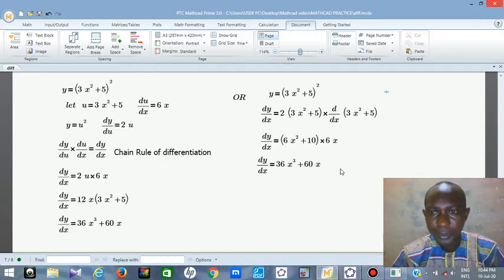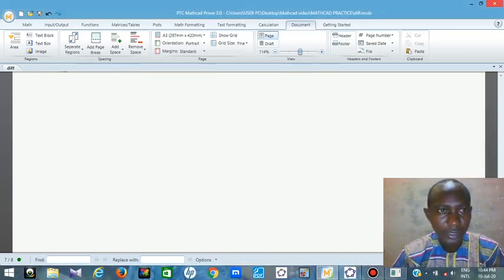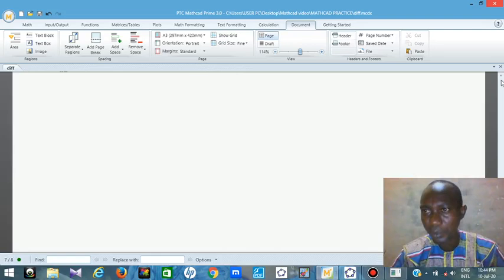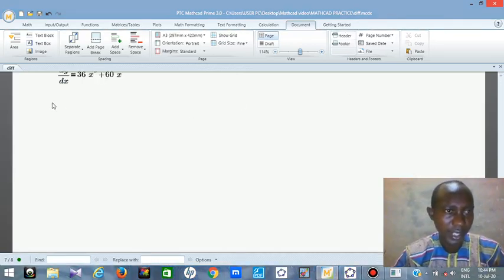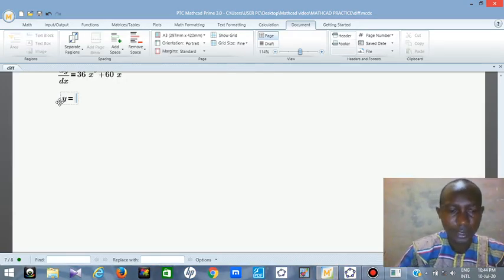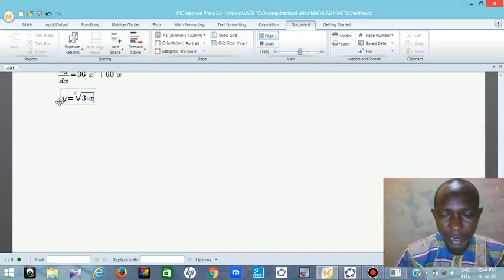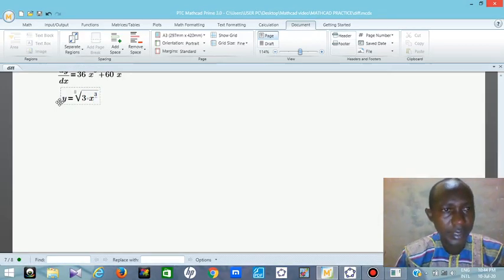So before we go for today, let's try another example. I want us to see something like this. Let's try something with a square root. Let's assume you have a question with a root. Let's say y is equal to the square root of 3x raised to power 3, let's say minus 7.